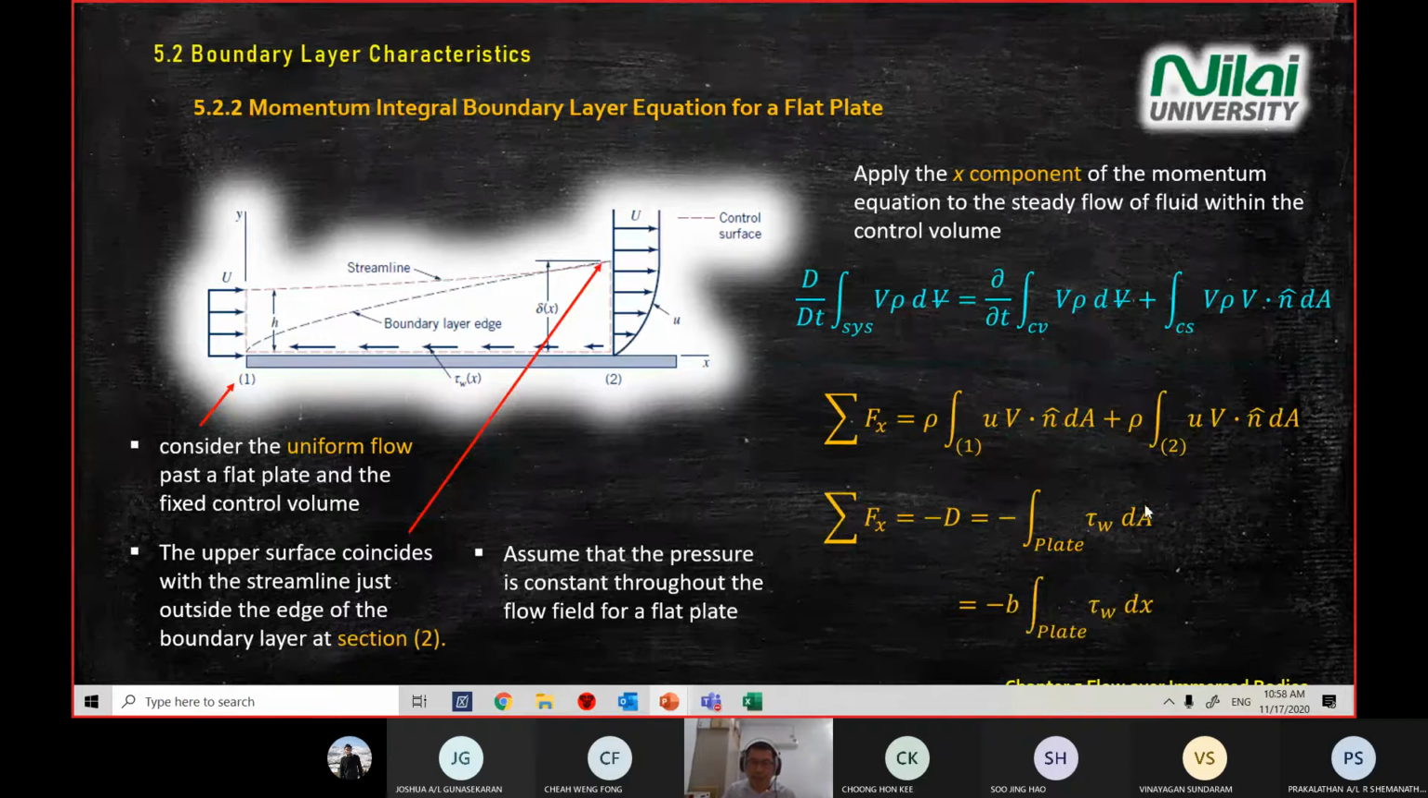Then because the A doesn't give us any idea what's happening under the integration function, so we need to break it along with dx. Why do we need dx? Because our shear stress is a function of x. That's why we need to break our dA into dx. In this case, it is dx.